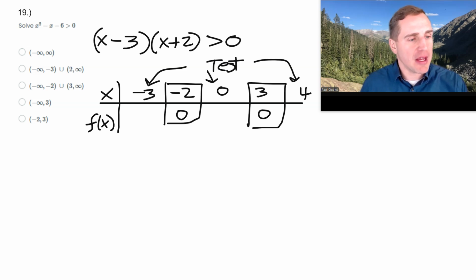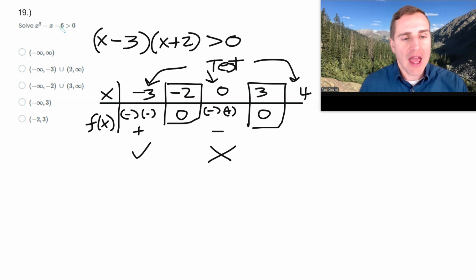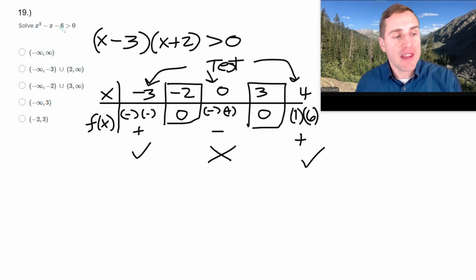So plug in -3, then we have a negative times a negative, which is a positive. So that works in terms of this interval. If we plug in 0, we have -3 times +2. Negative times positive is negative, and so that doesn't work. And then last but not least, we'll plug in 4, and that's going to be 4 minus 3, which is 1, and then 4 plus 2, which is 6. The key is it's positive, so that interval works. So we get 2 intervals: the interval up to -2 and the interval from 3 and above.